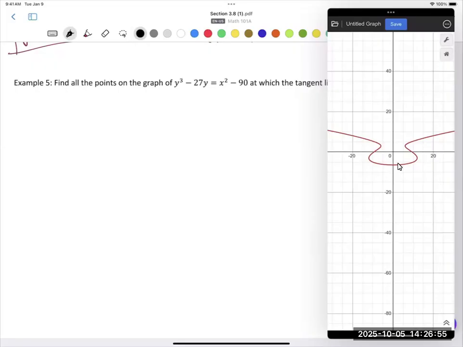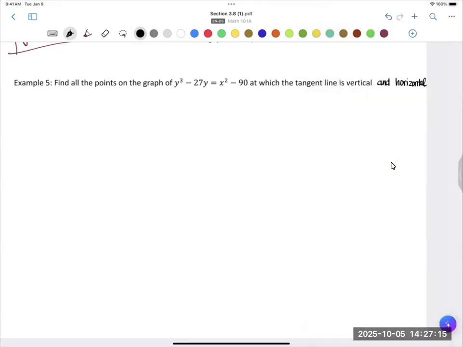So it looks like 0 is one of them. And then I can also have the tangent line right here, and right here, right here. Okay, so there are 4 vertical tangent lines and 1 horizontal tangent line. But how do we find that?